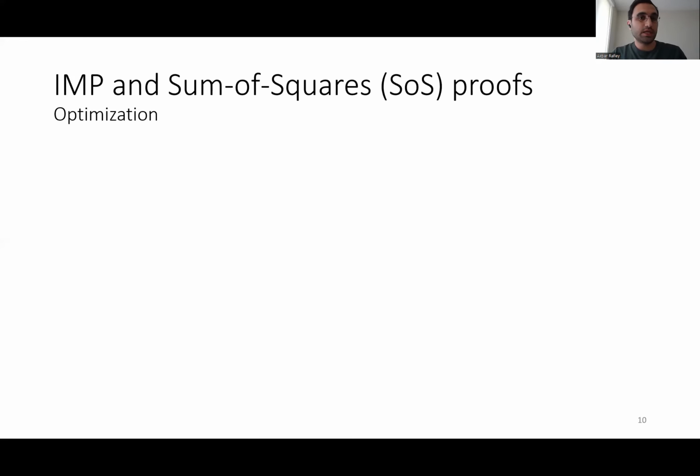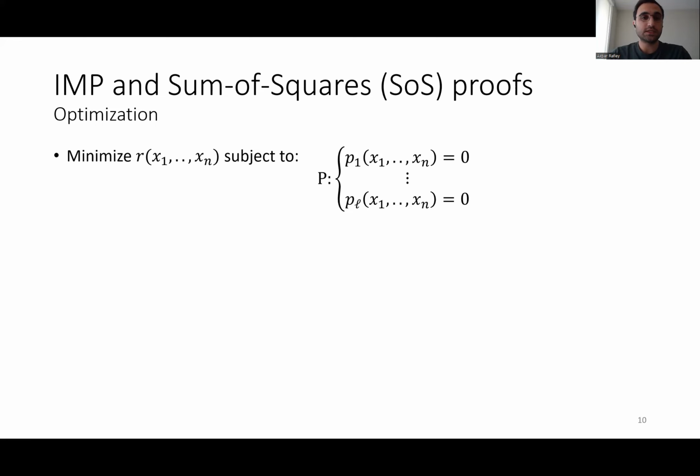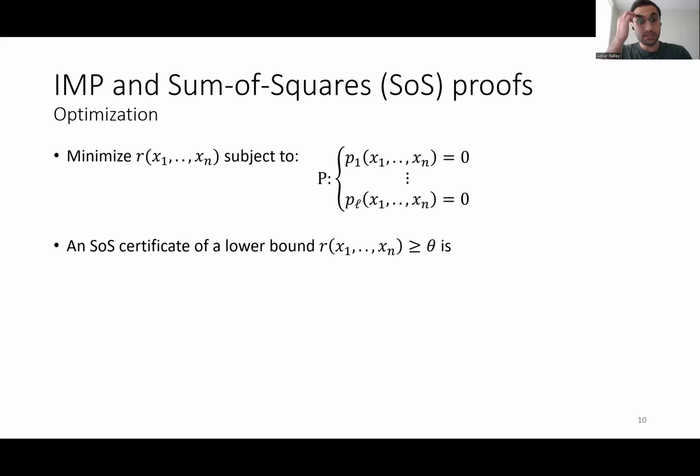IMP also appears at the heart of algorithm design and approximation, where we work with sum of squares proofs, a very strong and powerful framework for algorithm design and optimization. Let me briefly mention what we mean here. We are interested in minimizing this polynomial R subject to a set of polynomial constraints, P1 to PL. The system of polynomials, and then an SOS proof that certifies that R subject to this set of polynomials is at least theta is as follows.